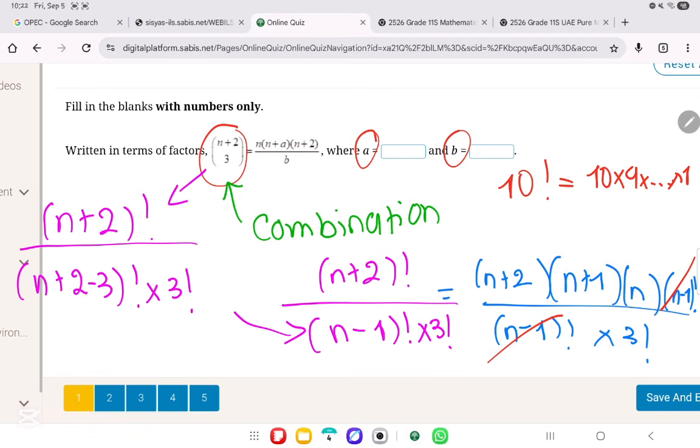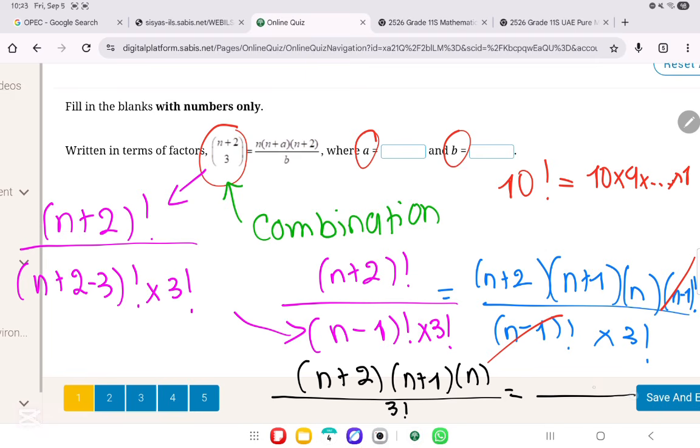Now, what will we have as the final result? We will have n plus 2 times n plus 1 times n over 3 factorial. Of course, you can expand it more: n plus 2 times n plus 1 times n. What is 3 factorial? 3 factorial is very simply 3 times 2 times 1, so it's that over 6.